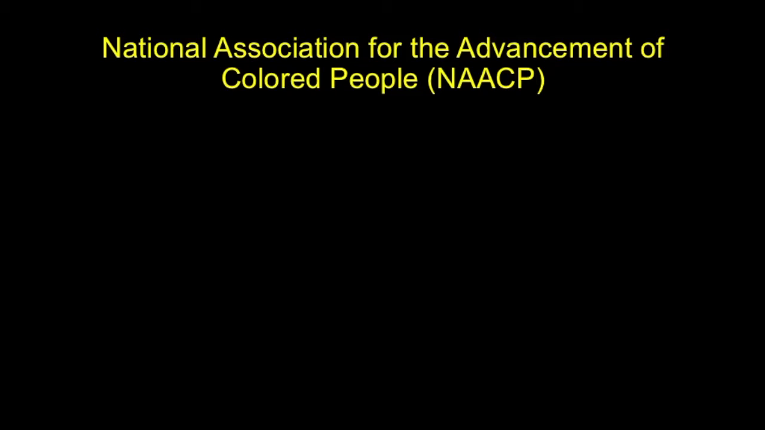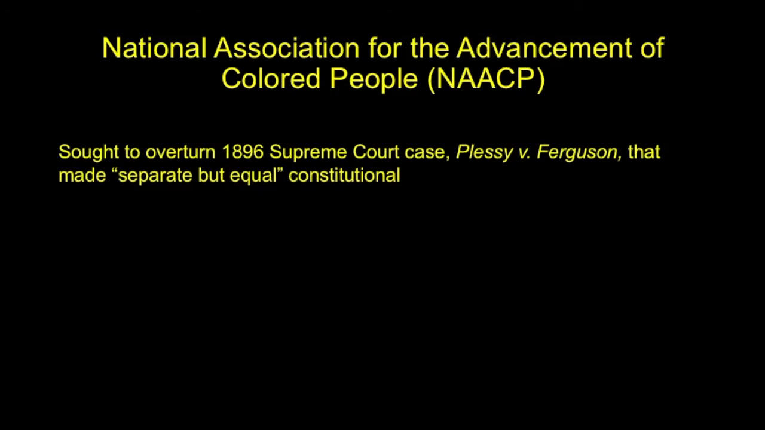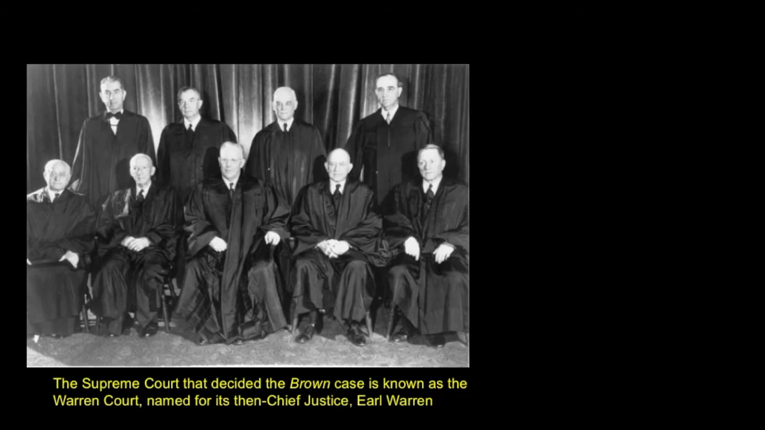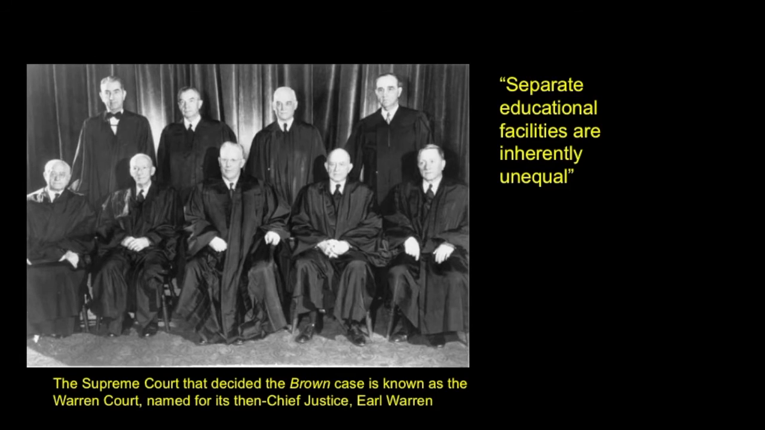Eventually, after the case made its way through lower courts, the highest court of the land agreed with the plaintiffs, arguing unanimously that separate educational facilities are inherently unequal and violated the 14th Amendment's promise of equal protection. However, the original Brown case failed to outline how desegregation of schools should be accomplished, and a second Brown case only declared that states should desegregate their schools with all deliberate speed.